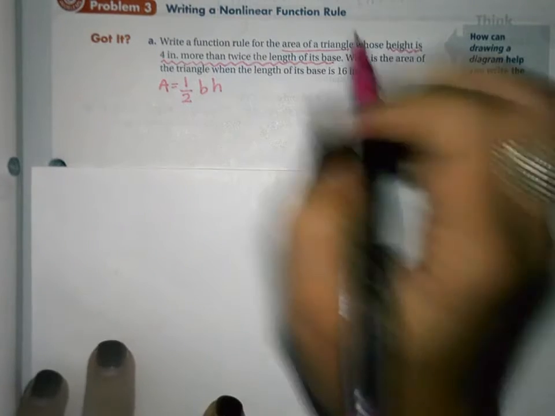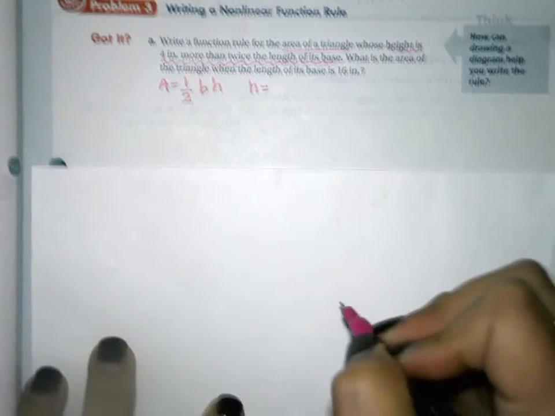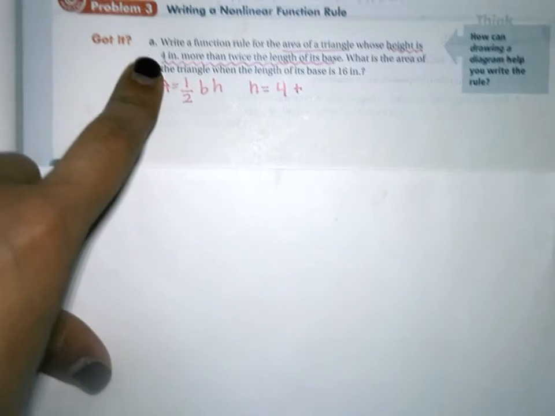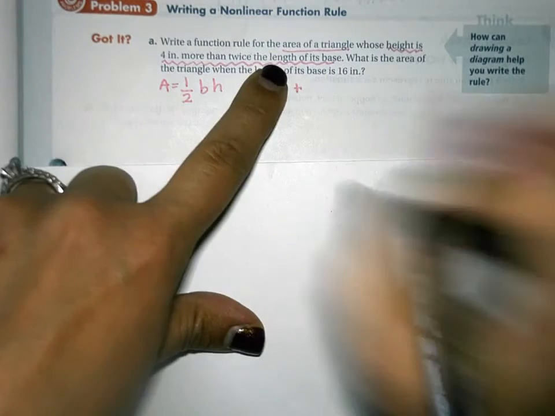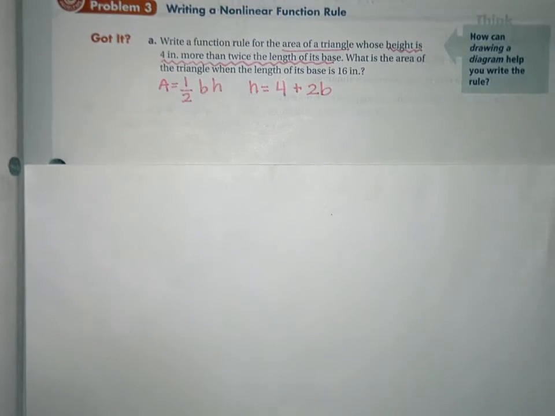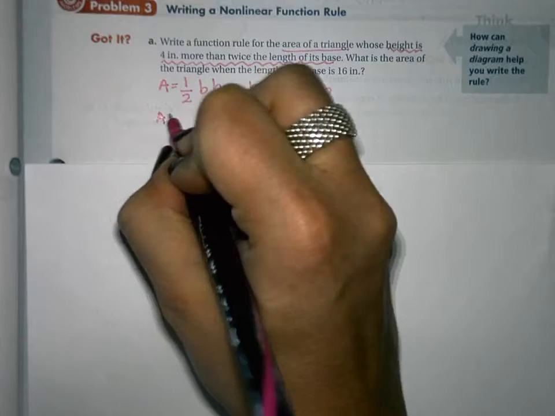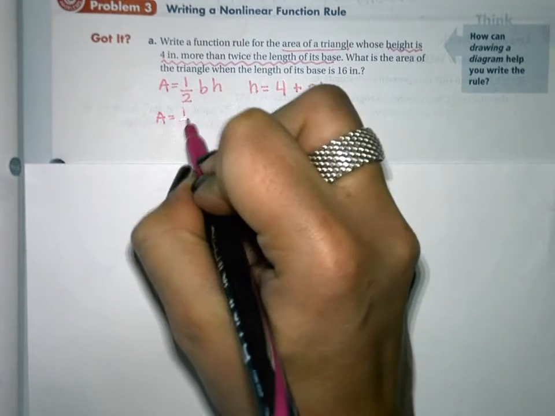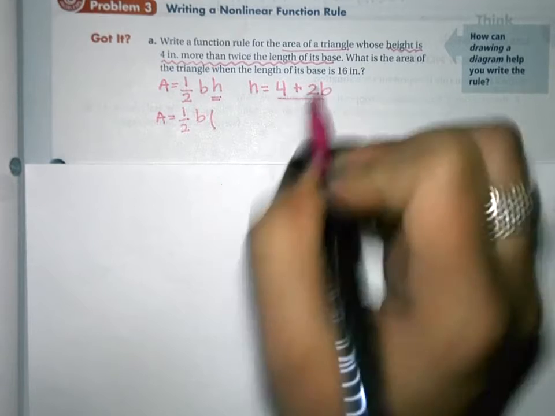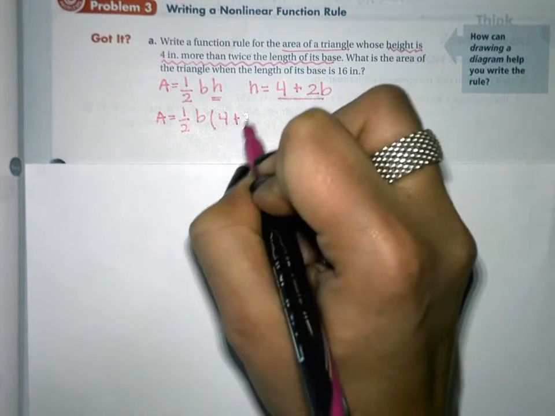And then they tell us that the height is 4 inches more, so 4 plus, twice the length of the base, so 2b. So let's plug that in to actually simplify. So that's going to be area equals half times the base times the height, which is this thing right here, 4 plus 2b.